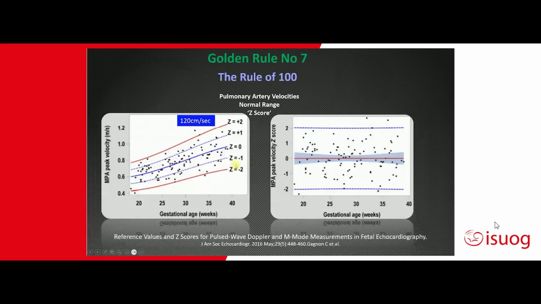If you look at more recent charting, by looking at MPA peak systolic velocities, in this case by way of example, if you look up to 35 weeks of gestation, you find that at no point in time below this are the velocities more than 100.